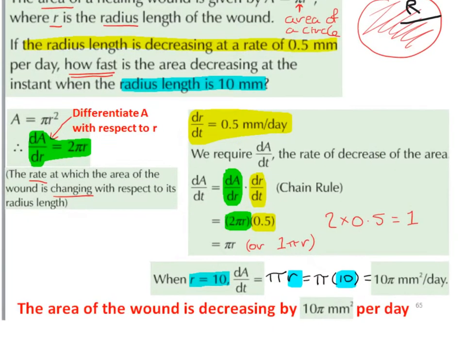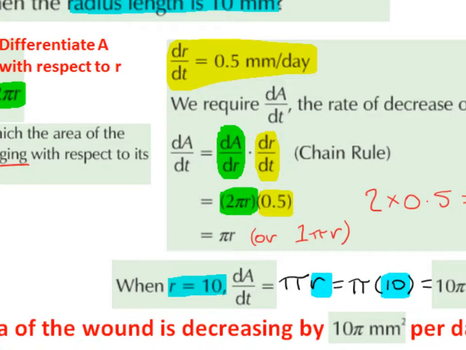So let's look a bit closer at this. So we want dA/dt. That's the rate of change of the area with respect to time. And we can get that by multiplying dA/dr, which is the rate of change of the area with respect to the radius, by dr/dt, which is the rate of change of the radius with respect to time. And the reason why we can do that is because if we were to cancel out the dr on the top and the bottom, we would be left with dA/dt, which is what we have here. So this is actually a version of the chain rule, which we had a look at in the previous slide.